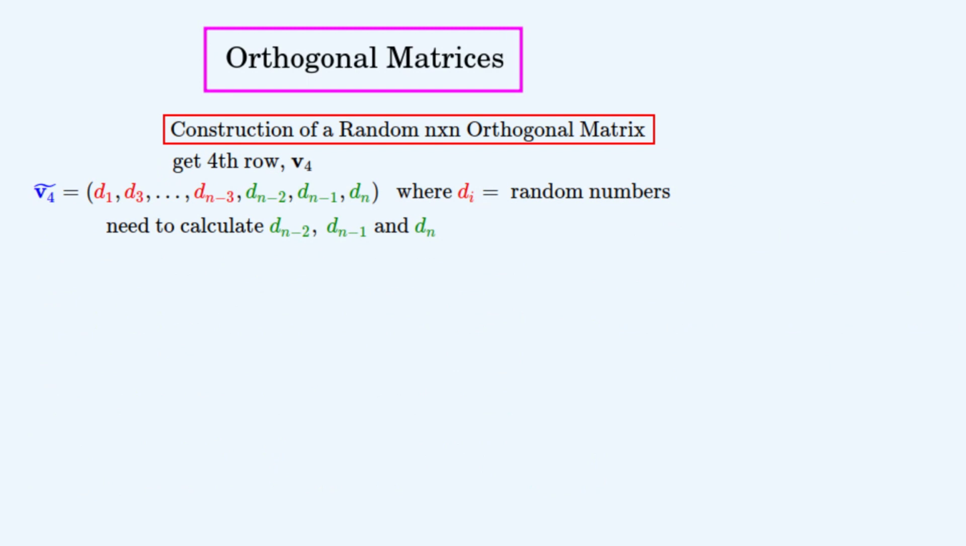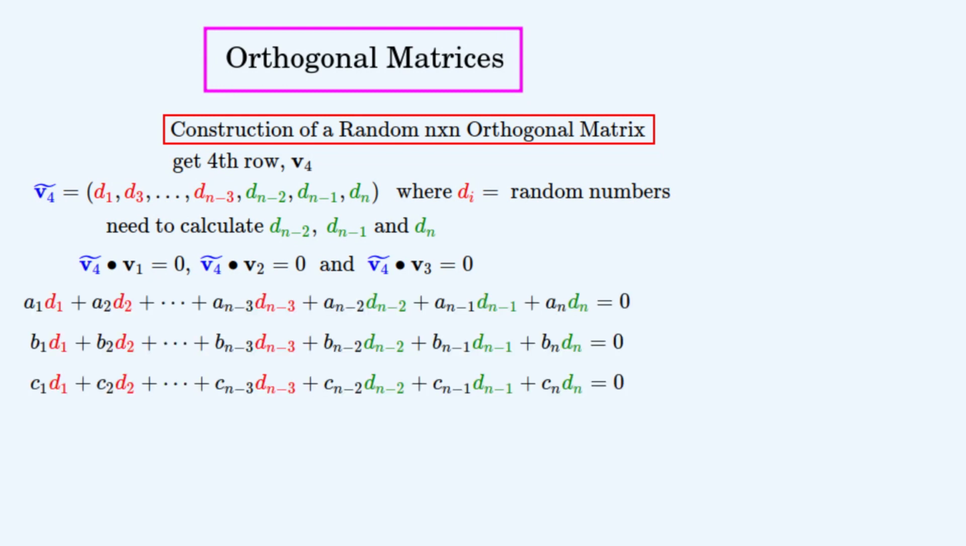Now to get the fourth row, we'll insert random values into all of the entries of this row vector except for the last 3 entries, which we'll use a 3x3 matrix to solve. This time this row vector is perpendicular to the first 3 row vectors, and so we get these 3 dot product equations. And then we'll expand these 3 dot product equations to give us these 3 equations.